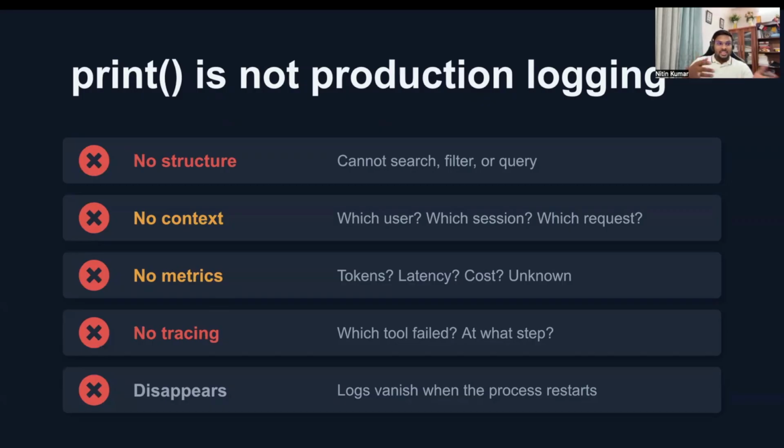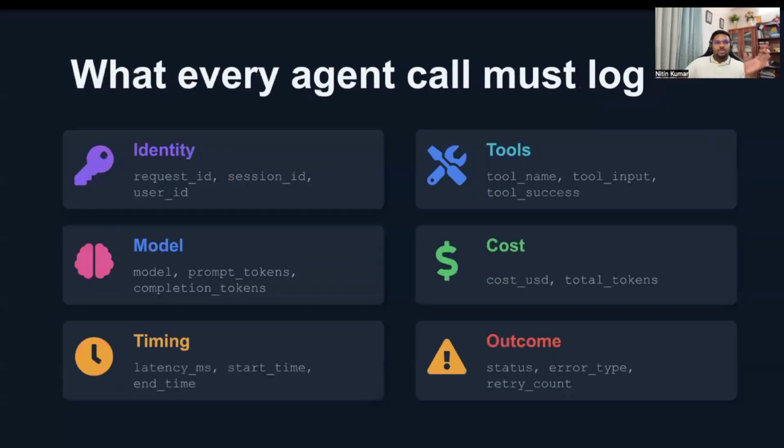There is no structure, so you can't find out, okay, I want to get all the requests that failed in tool calling. You can't get a lot of context, or metrics like what percentage of my user requests are failing. You can't answer this sort of question. And there is no tracing. If a file got deleted, or if something you are printing on the terminal is just temporary memory, you are not going to retrieve everything when the system restarts, or if something gets misplaced.